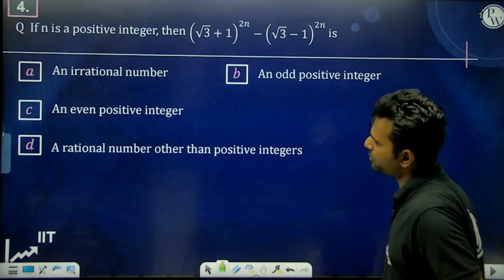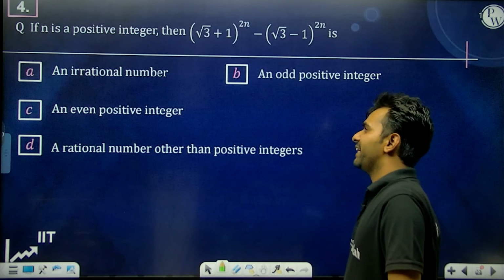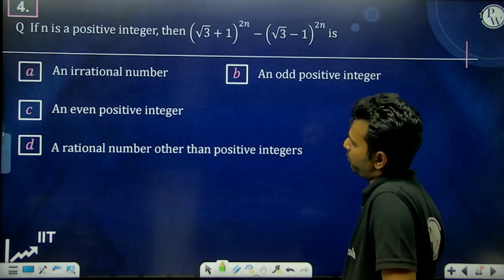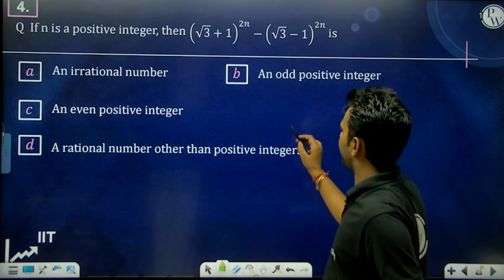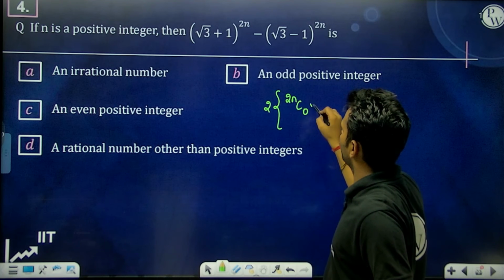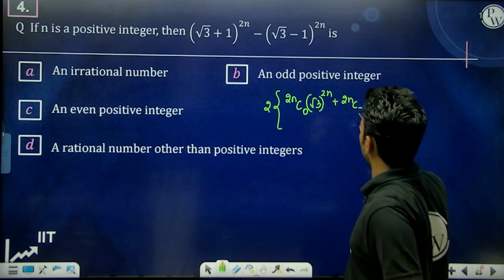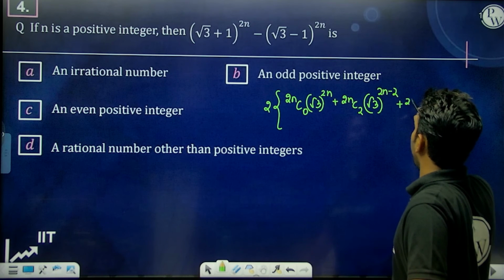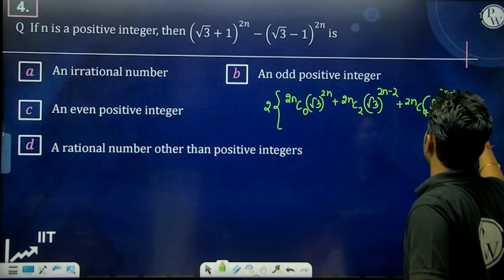Is this question based on the thing I have talked about, (x plus y) to the whole power n minus (x minus y) to the whole power n? So over here this expression is going to be what? A rational number other than positive integers, or what? So we can write down this particular thing as 2 times of 2n c0 root 3 to the power 2n plus 2n c2 root 3 to the power 2n minus 2 plus 2n c4 root 3 to the power 2n minus 4, and so on.